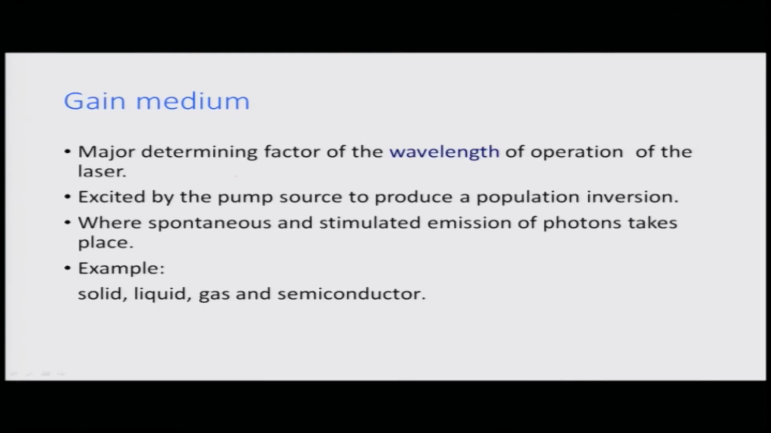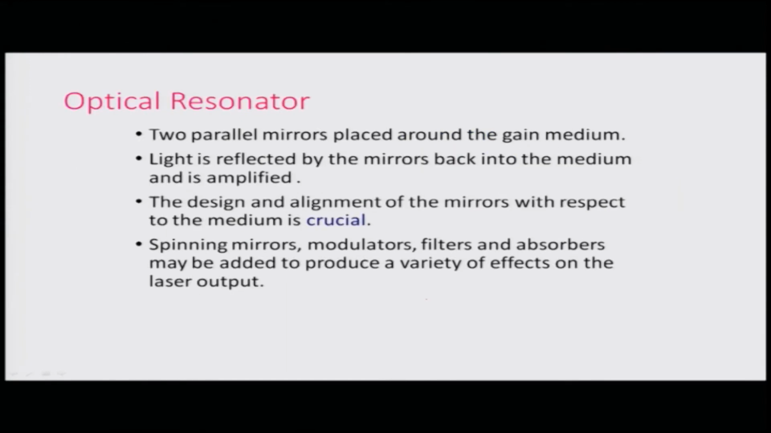The gain medium is the major determining factor of the wavelength of operation of the laser, and it is to be excited by a pump source to produce a population inversion. This is the critical part, which we will have to think about, how we achieve that, where spontaneous and stimulated emission of photons takes place. The gain medium can be of different kinds: solids, liquids, gases, and semiconductors. The resonator is the two parallel mirrors placed around the gain medium.